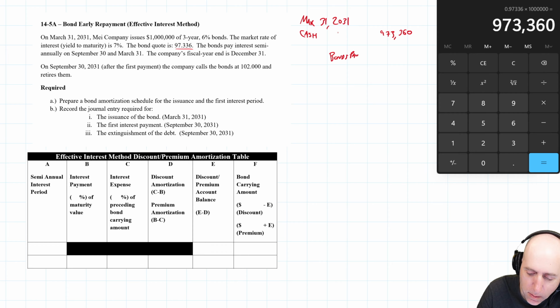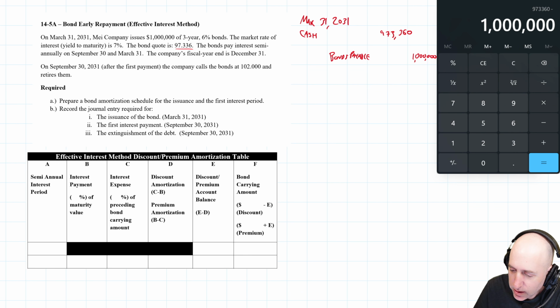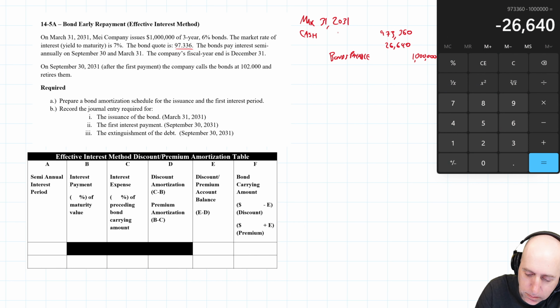Now, if you're doing it the net way, you just credit bonds payable for 973,360. We'll do it the way where we have a separate premium or discount account. So we credit bonds payable for $1 million. And we will have a discount here. And the discount is the difference between the two. It's 26,640. And that is discount on bonds payable. Okay, so there's our opening entry.